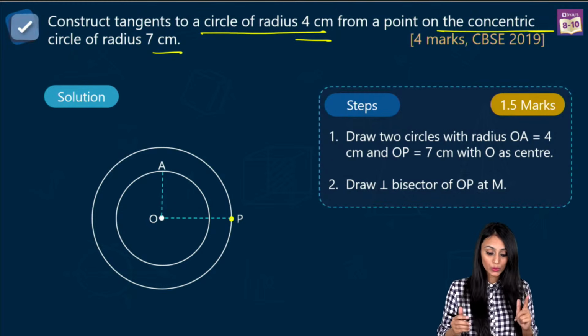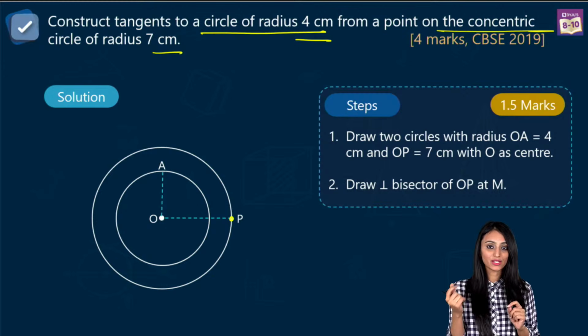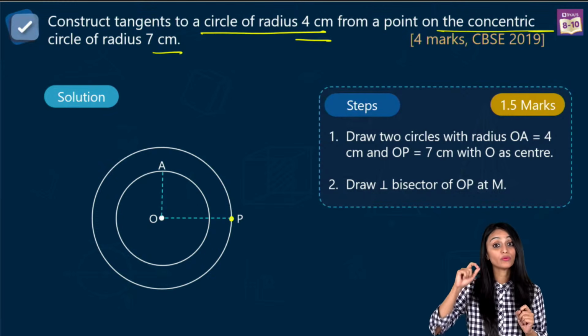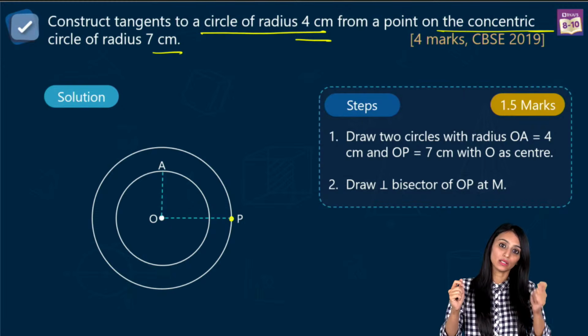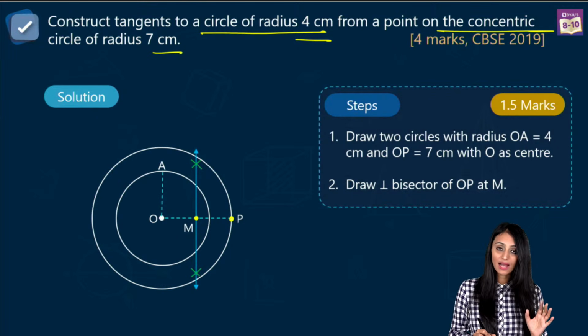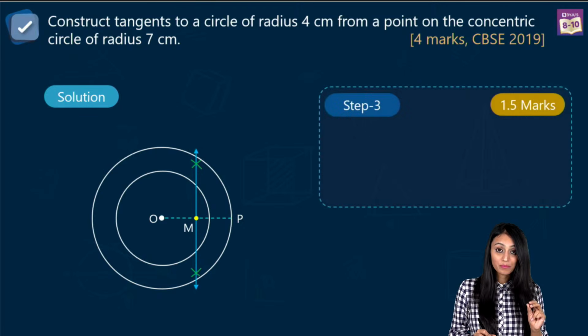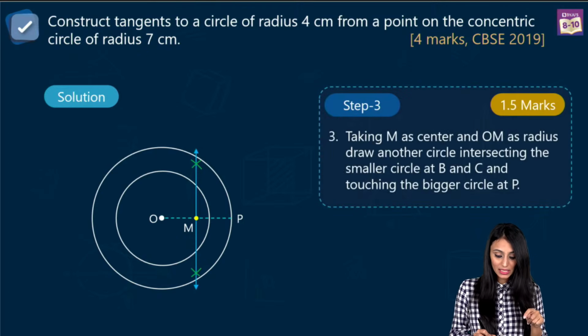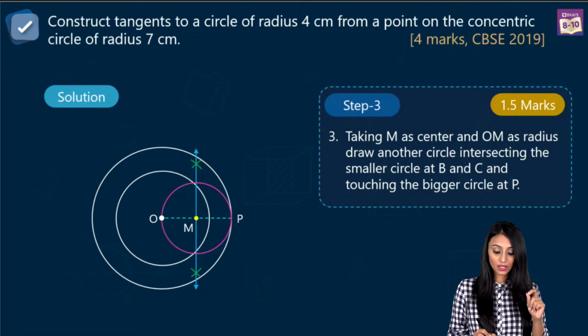You remember I told you, whenever you have to draw tangents to a circle from a point, first of all, you have to join that point with the center of the circle. OP is already joined. Now, let's draw the perpendicular bisector of OP. That's how we draw it. Let's join them. We have a middle point, that is M. Now, keeping the compass needle at M and radius as OM, you can draw a circle, right? You can see that it is intersecting the other circle at these 2 points B and C, right?